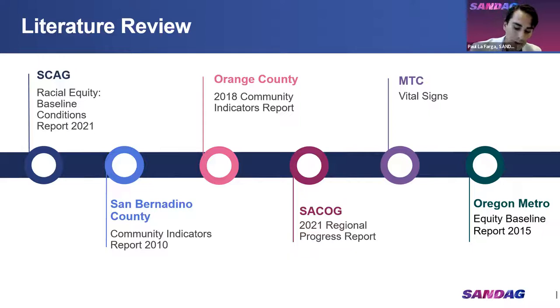SCAG provided us with an innovative way to measure inequities through their set of indicators. Again, our main goal here was to not reinvent the wheel. We found jewels of information from all the reports that included over 115 indicators and more than 20 thematic areas to choose from. Other ones that we looked at were San Bernardino County, Orange County, and then Sacramento Council of Governments, another MPO, and MTC up in the Bay, another MPO. Next slide, please.